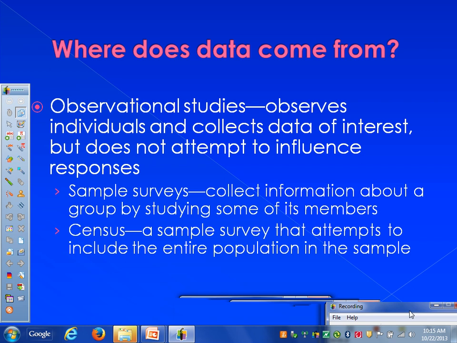Okay. In this case, when you try to do a census, you're trying to include everybody. So if we wanted to truly study every single person in Seneca, we would make an effort to contact every single person in Seneca. Now, whether we could, the chances that you can actually get that done are pretty difficult.